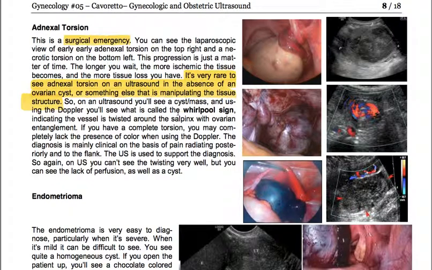The diagnosis is mainly clinical on the basis of pain radiating posteriorly and to the flank. The ultrasound is used to support the diagnosis. So again, on ultrasound, you can't see the twisting very well, but you can see the lack of perfusion as well as a cyst.